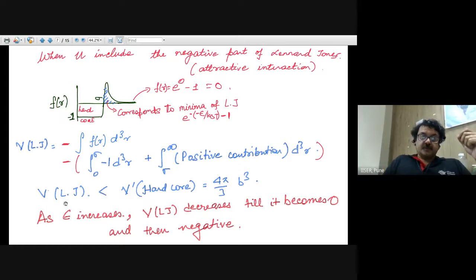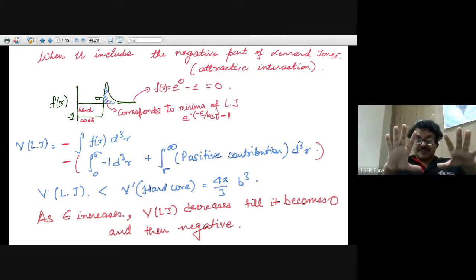This excluded volume, due to attraction, the VLJ, the total due to the hardcore plus the attractive part, will decrease. And if you keep on increasing epsilon, you will reach a regime when the excluded volume actually becomes 0, and then it can become even negative. The excluded volume is negative, but remember, there is still a hardcore repulsion, right?